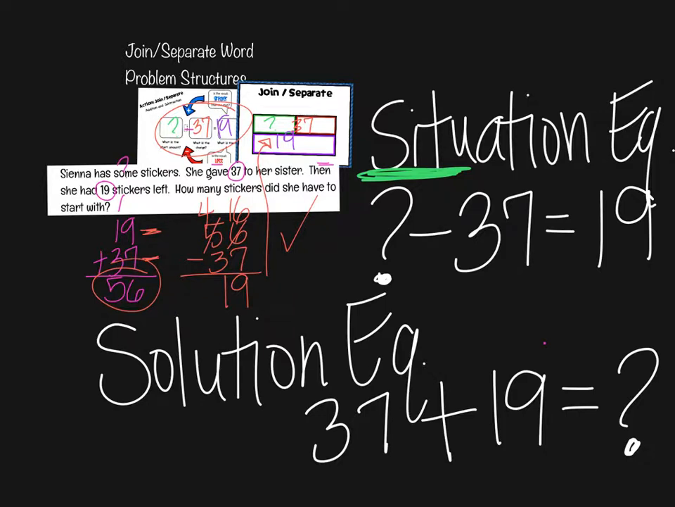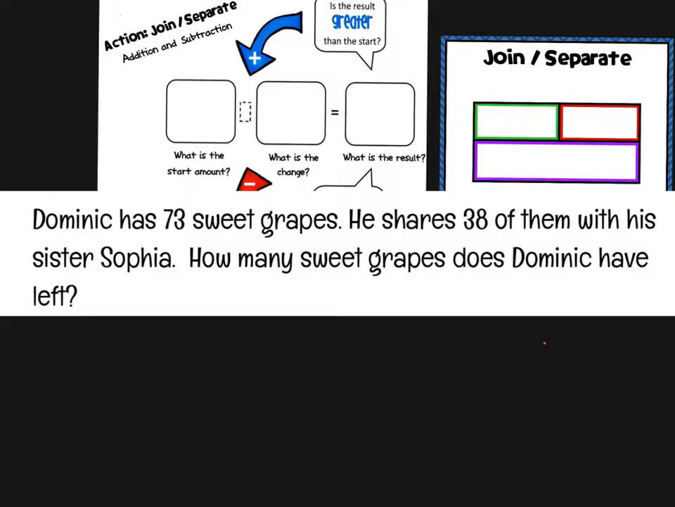We got one more to practice. Okay, this is our next problem. Remember, we read it all the way through, and the second time we read it, we create our mind movie. Dominic has 73 sweet grapes. There's my first number. He shares 38 of them with his sister Sophia.